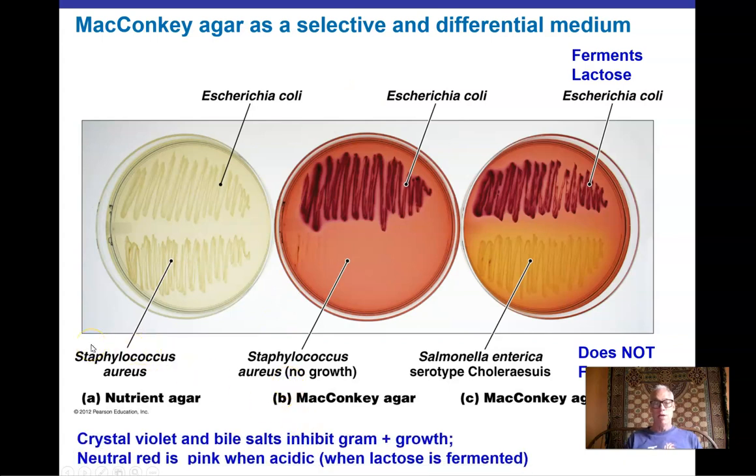Also, MacConkey agar is a selective medium because it has crystal violet and bile salts in the media, which prevent growth of gram-positive bacteria, so that we are selecting. If we had a big mixture of bacteria, we know that the only thing that would grow on here would be gram-negative bacteria, and then from there we could see which ones can ferment lactose and maybe help us identify.